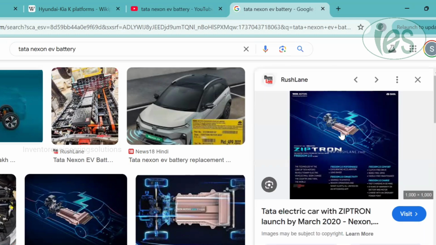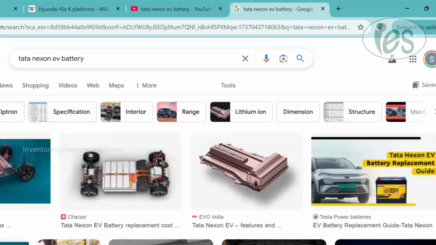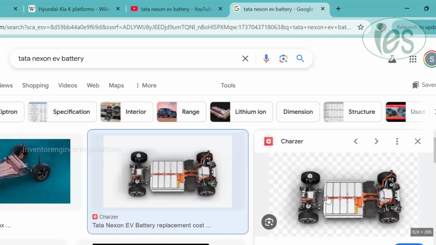The major disadvantage of this kind of change is that we can't have a bigger battery. We have some limitation, because without modifying the IC engine parts, we have to accommodate the battery. Whereas a native EV means a pure EV, like the Tesla models. Tesla doesn't have an IC engine, so this kind of flatter, bigger battery can be used.